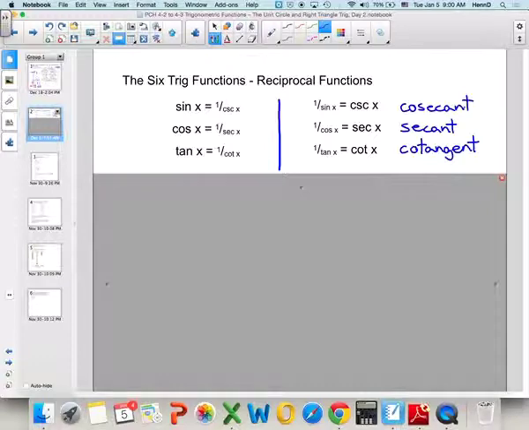It's frustrating how cosecant is not with cosine. It is a little frustrating, but it makes sense later. The easiest way to remember this is that there's only one co in each pair. So sine, cosecant. Cosine, secant. Tangent, cotangent. There's only one co in each pair.